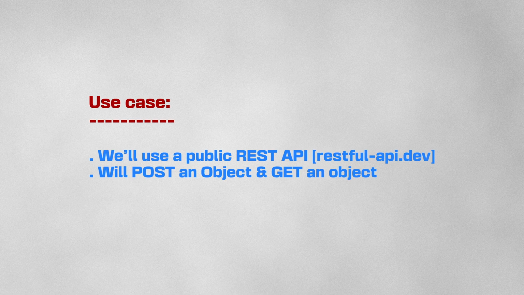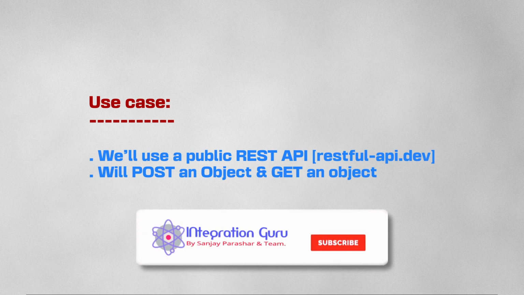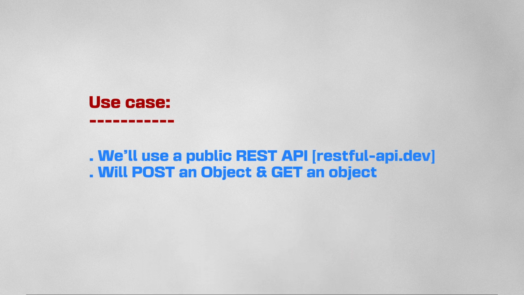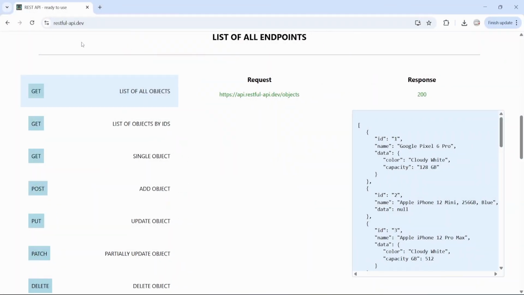Before we jump into the demo, let's quickly discuss today's use case. Today, we will use a public REST API to both get and post data. If you go to the website restful-api.dev, you will find a set of REST APIs that are publicly available for testing and learning purpose. First, let's quickly look at how this API works and what kind of request and response it expects. So this is the API.